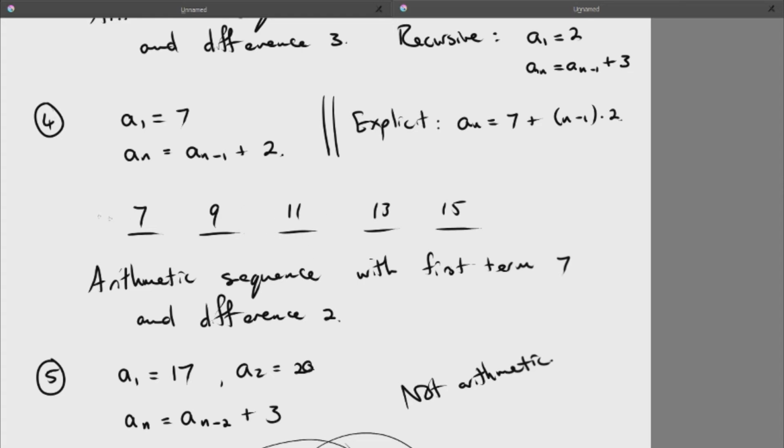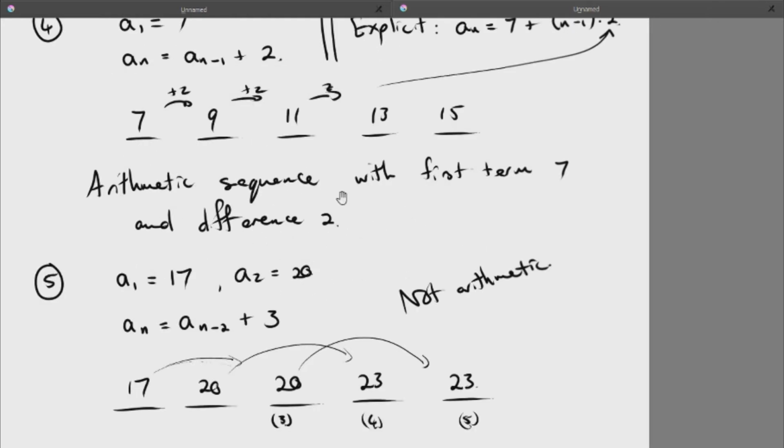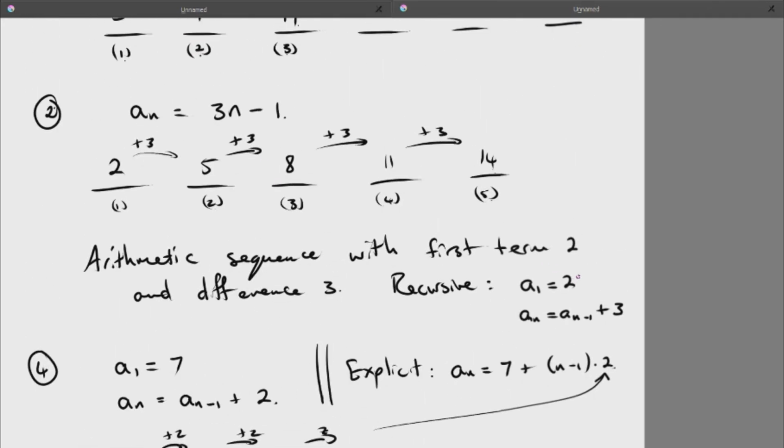What's the jump? Where's my cursor? The jump is 2. Oh, yeah, sorry, okay. So that is the 2 right there. And that was why 17 to 20. And then another sequence, if it's not arithmetic, then something else. This one, jump is 3. So that 3 is also in the recursive formula.